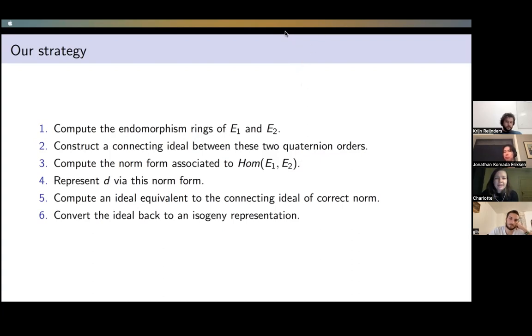And the way we start is by computing endomorphism rings of these curves. And this, of course, is not a very efficient way to start, but we're hoping that the complexity of the further steps in our strategy will not become more costly than the endomorphism ring computations. And this is how we came up with this idea. So we start with computing the endomorphism rings. Then we construct a connecting ideal between those two quaternion orders.